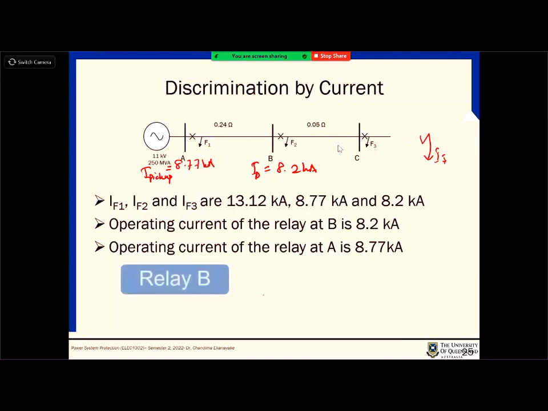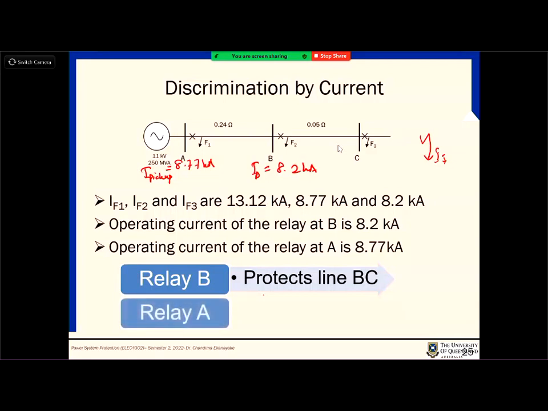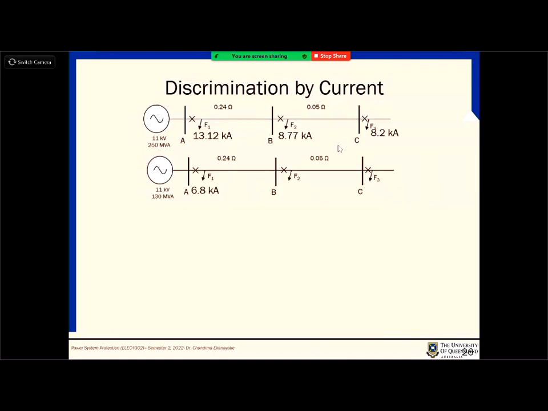Now, so the relay B will protect the line BC, and then relay A will protect line AB, because that's how we set it, right? Now let's look at what issues are associated with this sort of scheme.